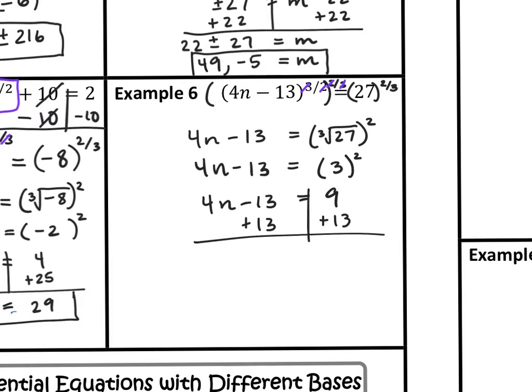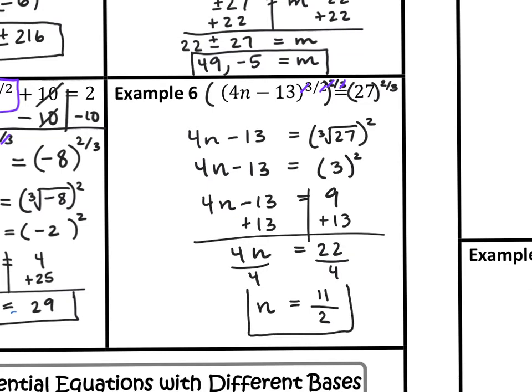Add 13. We get 4n equals 22. And then divide both sides by 4. So n equals 22 over 4. Can we reduce it? Are they both divisible by 2? Yes, they're both divisible by 2. 22 divided by 2 is 11, and 4 divided by 2 is 2. So n equals 11 over 2.